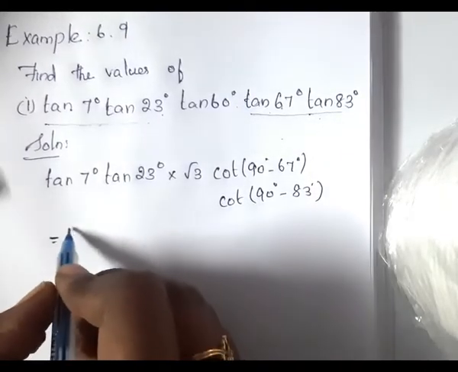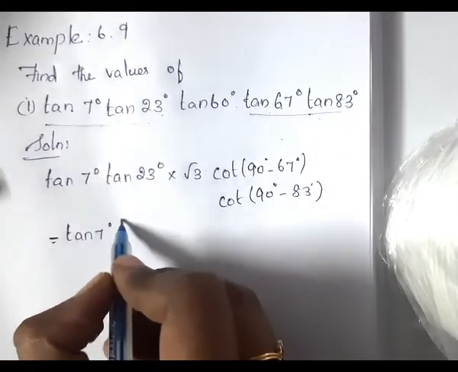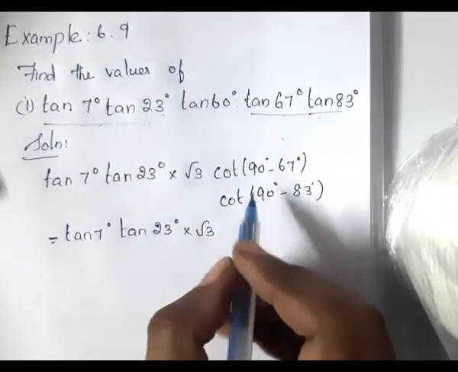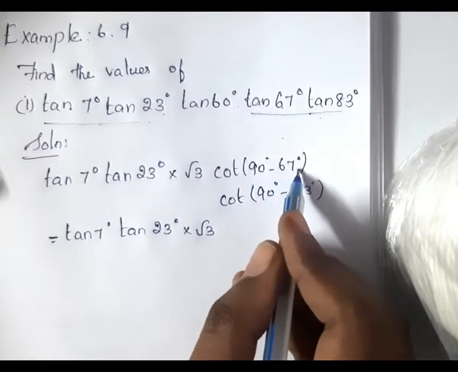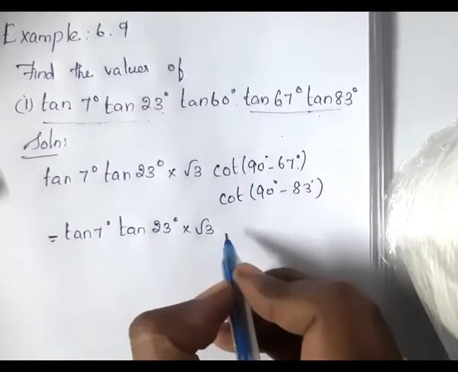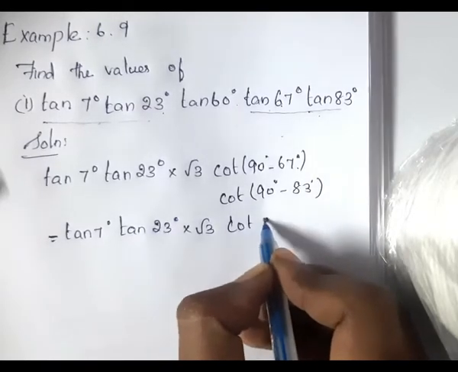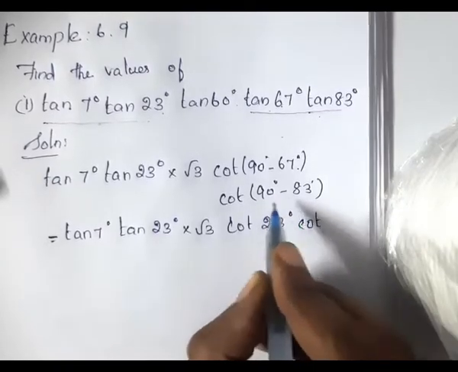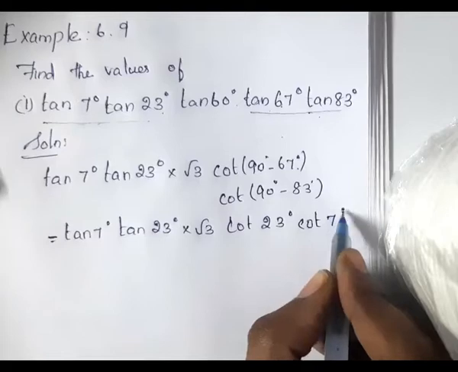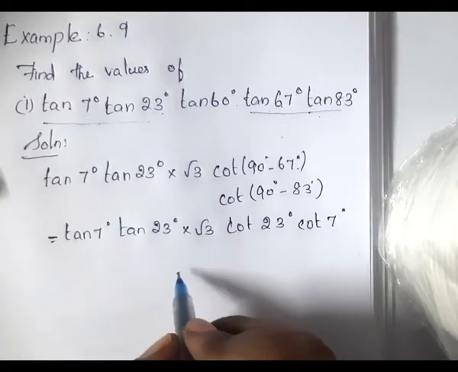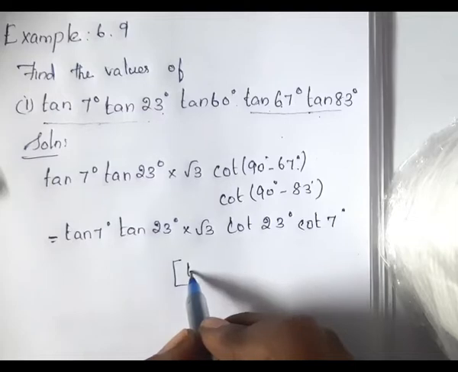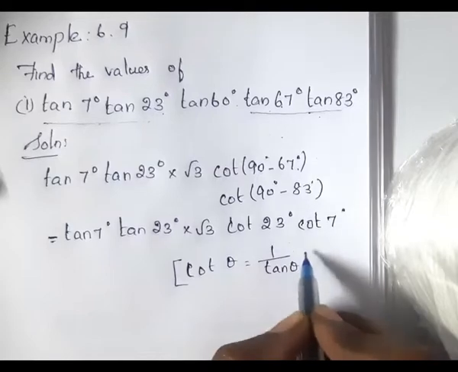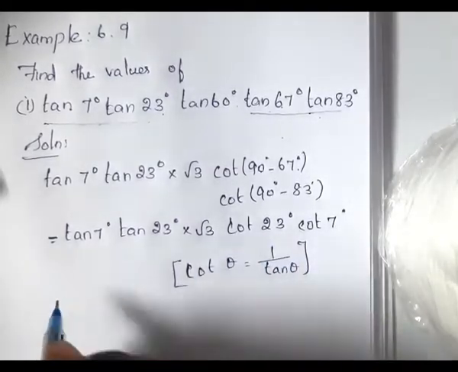So that is equal to tan 7 degree, tan 23 degree into root 3, then cot 90 degree minus 67 degree. 90 minus 67 value is cot 23 degree. Then cot 90 minus 83 value is cot 7 degree. Then you know one formula. Cot theta equal to 1 by tan theta, that we are going to apply now here.